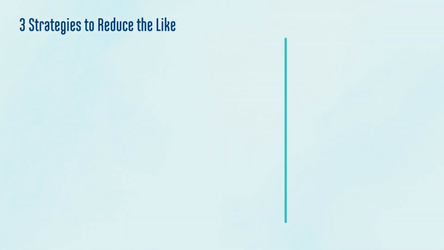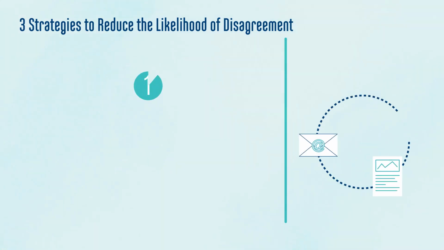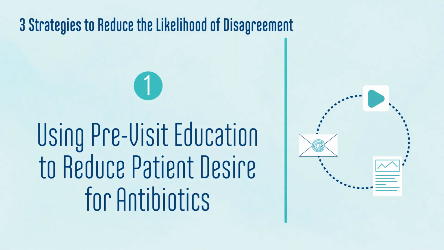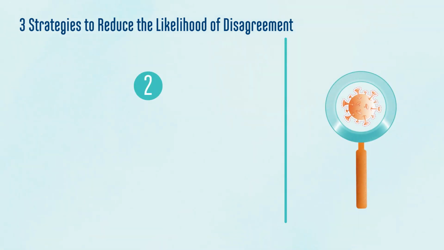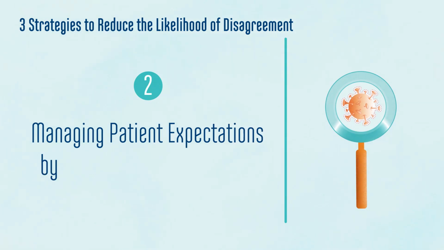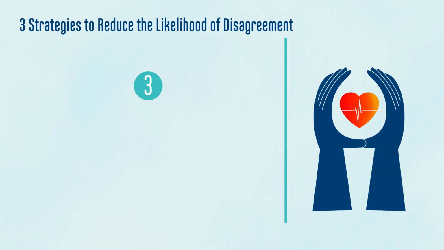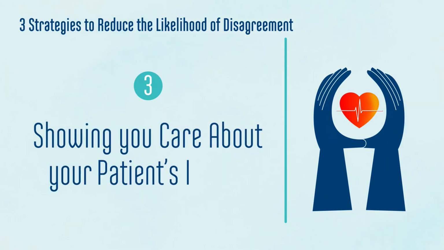These strategies are of two types. First, there are strategies to reduce the likelihood of disagreement over antibiotics, including: 1. Using pre-visit education to reduce patient desire for antibiotics. 2. Managing patient expectations by foreshadowing diagnosis during exam. 3. Showing you care about your patient's illness.